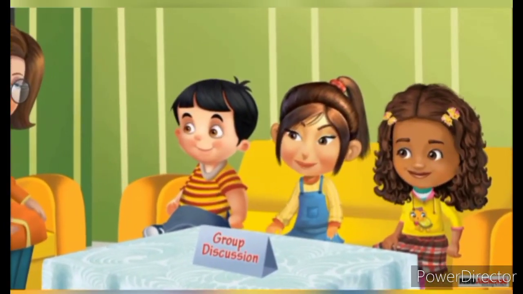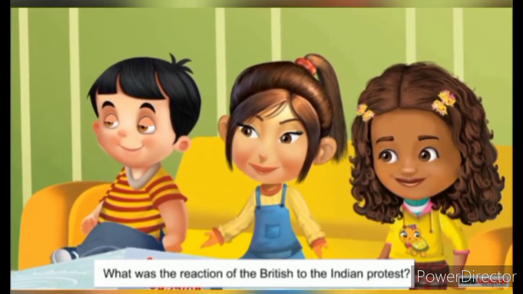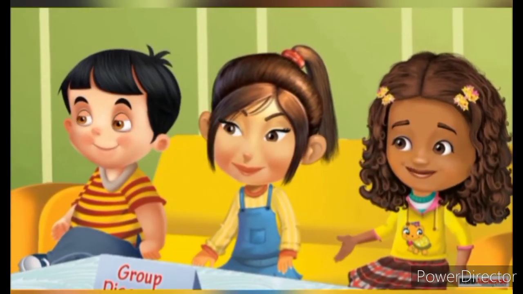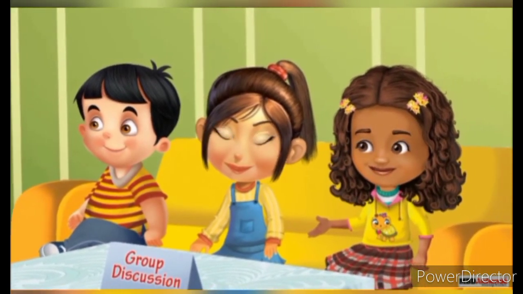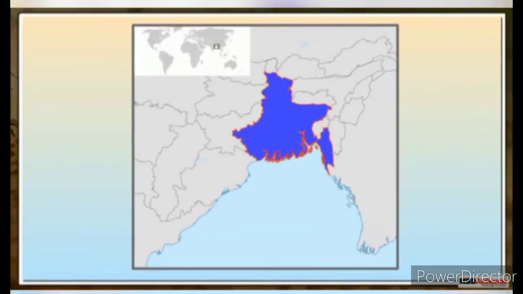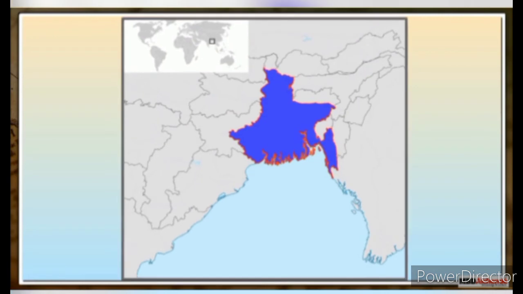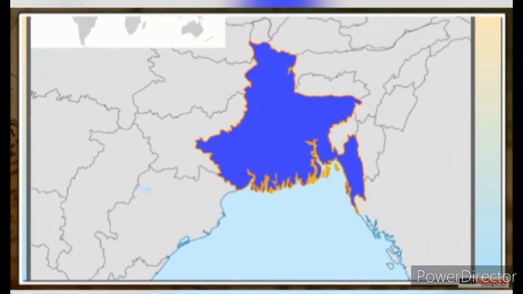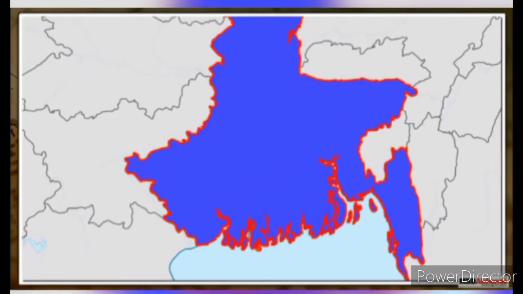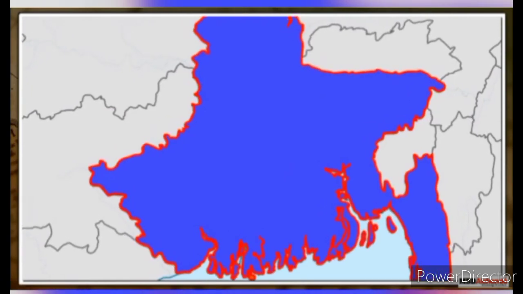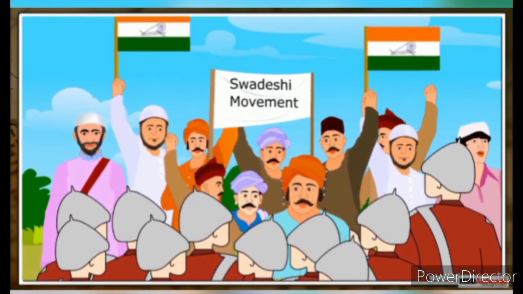Now my question is, what was the reaction of the British to the Indian protest? When people opposed it, the British tried to justify the partition of Bengal. They argued that the Bengal province was too large to govern. At that time, it was the largest province in British India. But the British argument did not convince the people of India, and consequently, agitation against the British took the shape of the Swadeshi movement.